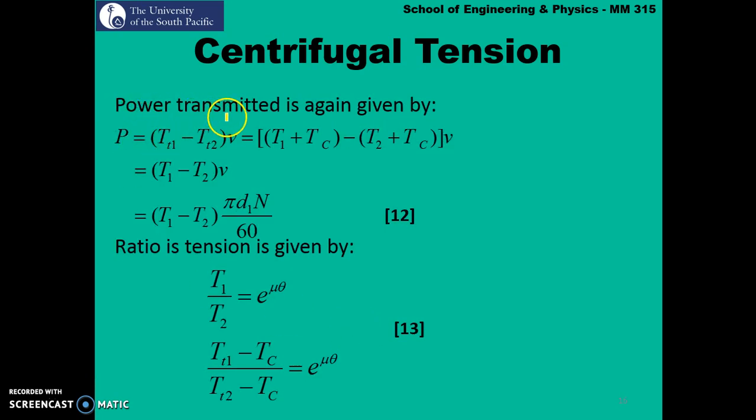The power transmitted is again given by power equals Tt1 minus Tt2 times the linear velocity. Once we substitute and simplify, we again end up with the expression that the power transmitted by the belt is nothing but T1 minus T2 times the linear velocity. For me, this is the tension ratio that we will be using because we don't want to get confused with this equation. So we'll use the same tension ratio even when centrifugal tension is present. Your tension ratio is T1 over T2 equals e to the power mu theta.